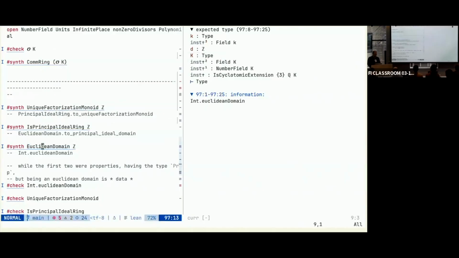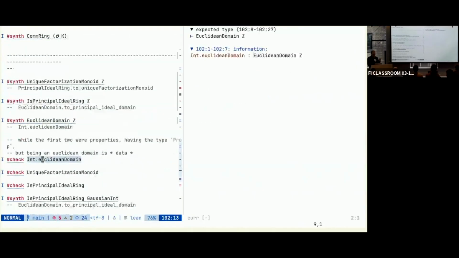What I wanted to show is that being a Euclidean domain, contrary to being a unique factorization monoid or a principal ideal ring, has some datum. It contains the definition of the slash function, the division, and the remainder. So this has datum.